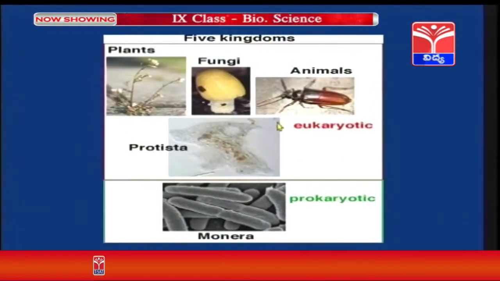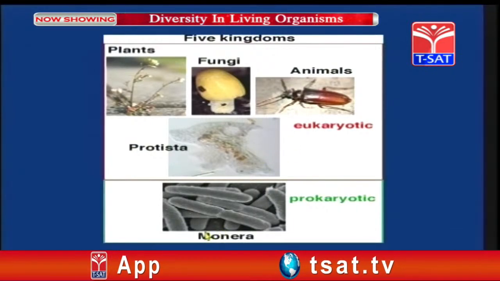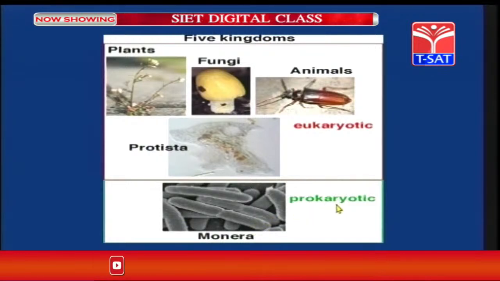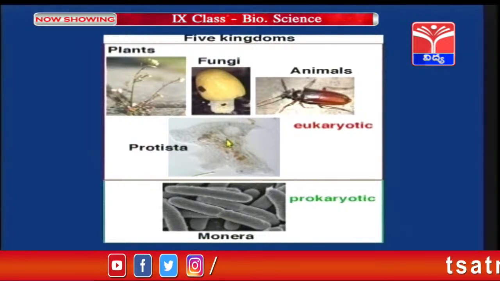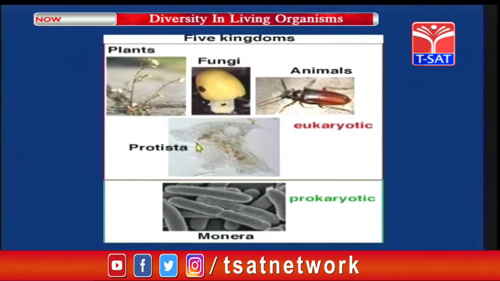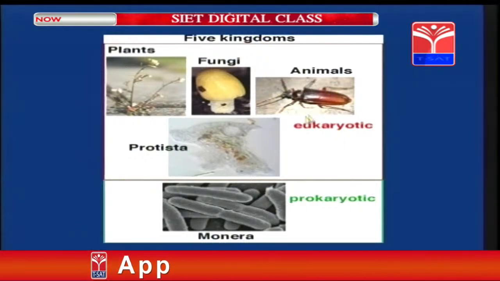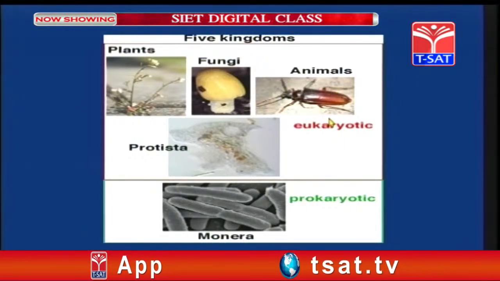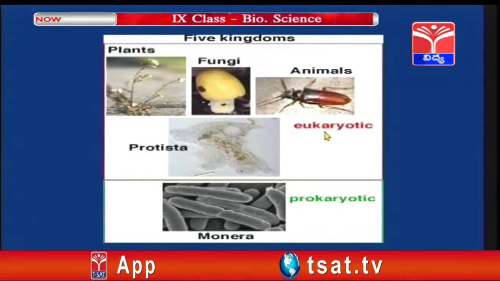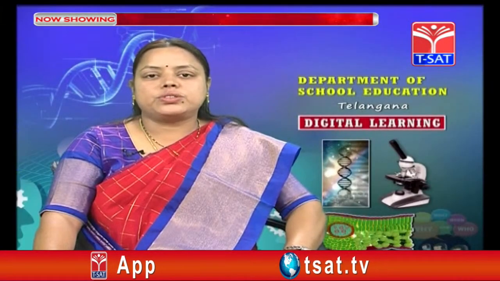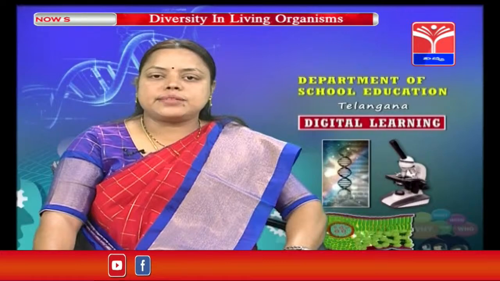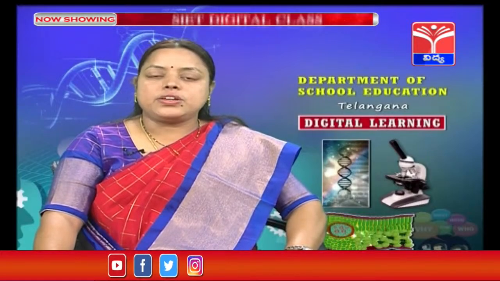The topic is the 5 kingdom classification in detail. Children, you can see over here Monerans are prokaryotic. That means the nucleus is absent, whereas organisms like Protista, plants, fungi, animals all have a well-developed nucleus, so these are eukaryotic. So the first and major point to be noted is that Monera are prokaryotic, and all the other organisms are eukaryotic.